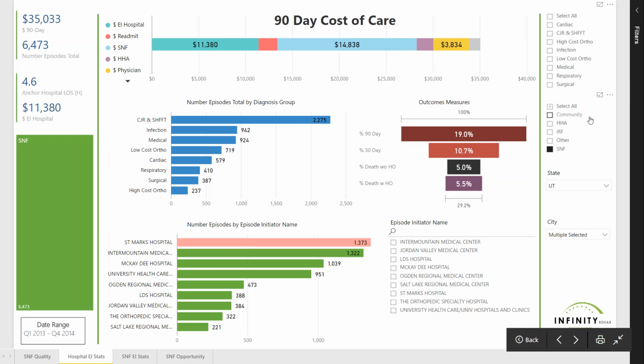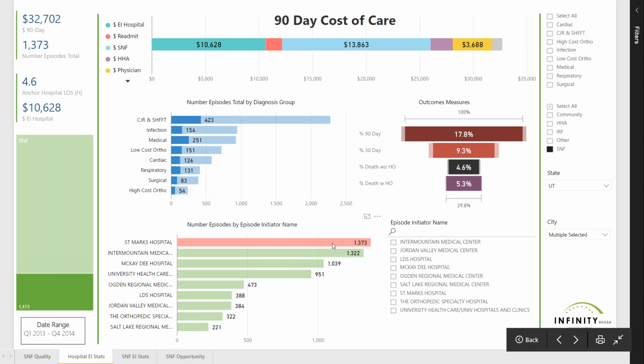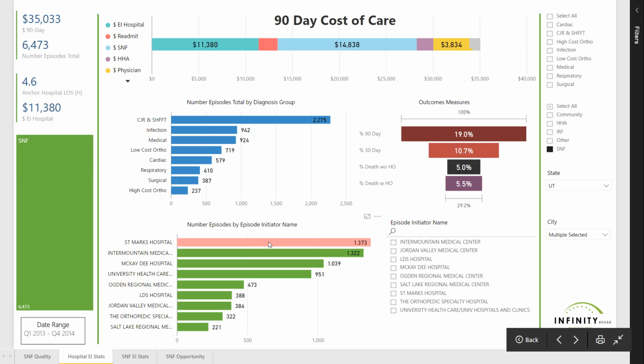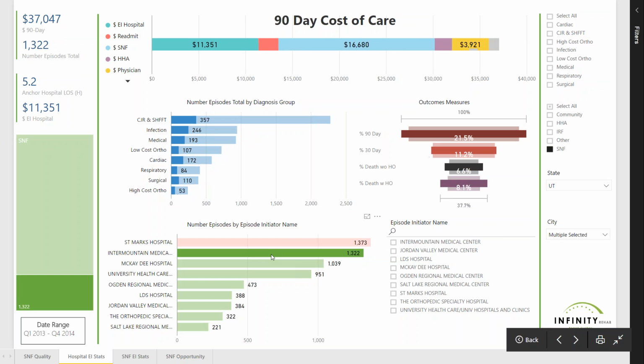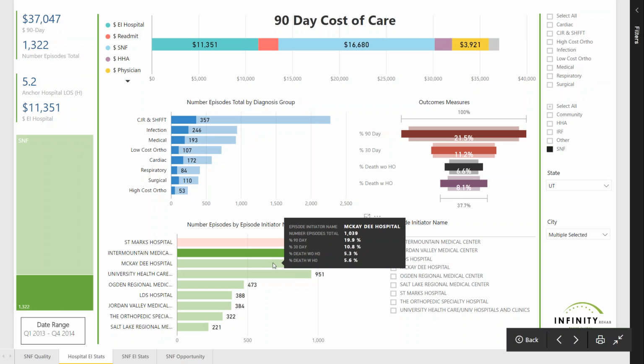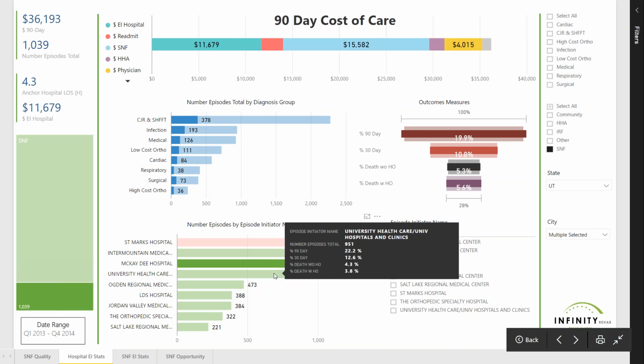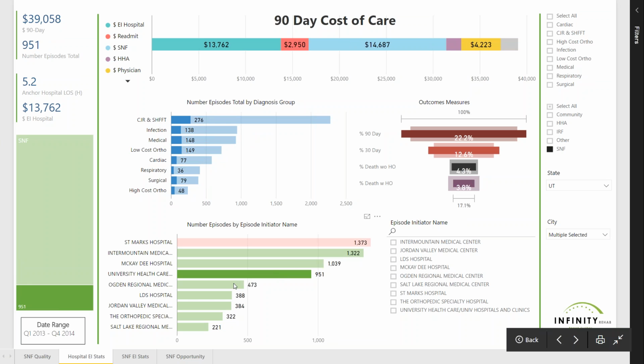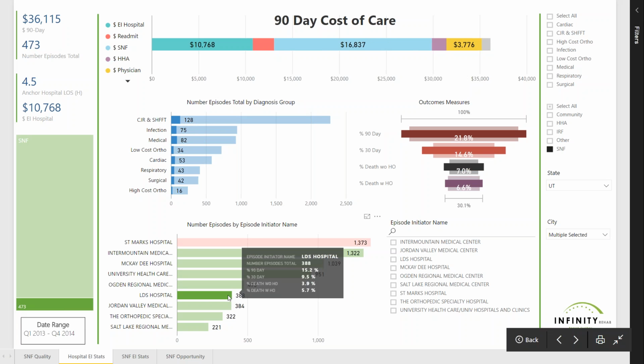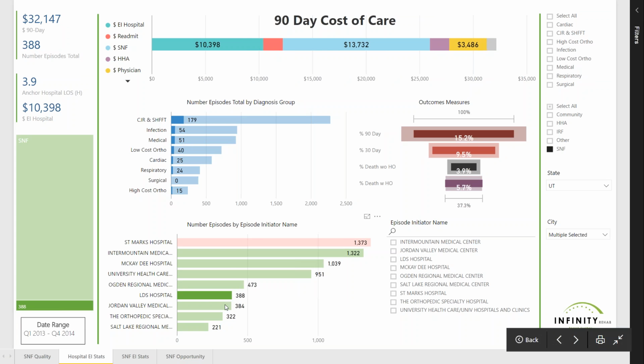I'm going to select all patients again, and I'm going to click on that hospital again. So on the flip side, this hospital actually has better metrics than the peer for the patients they sent to the SNF. And in fact, here you can start seeing, well, which hospital is worse than the average then? This hospital is worse. This hospital is worse. This hospital is worse. And now you have your better hospital.